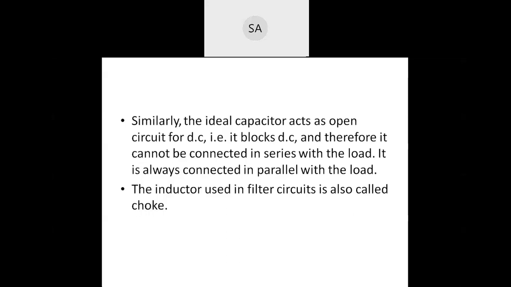The inductor used in a filter is also called a choke. So another name for the inductor which we are using in the filter is choke.